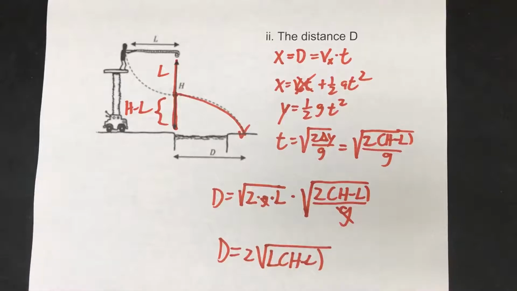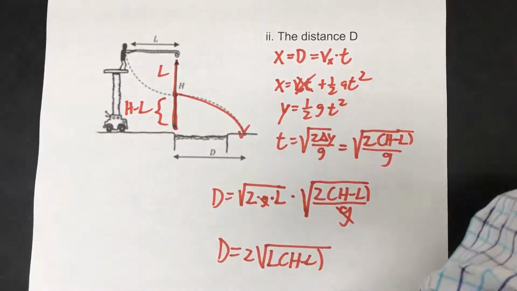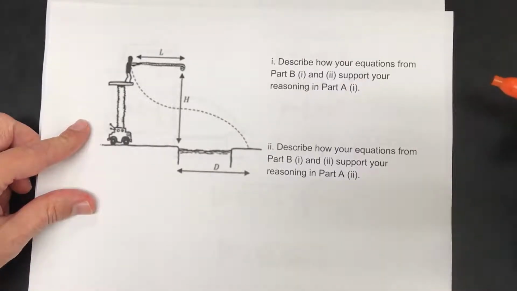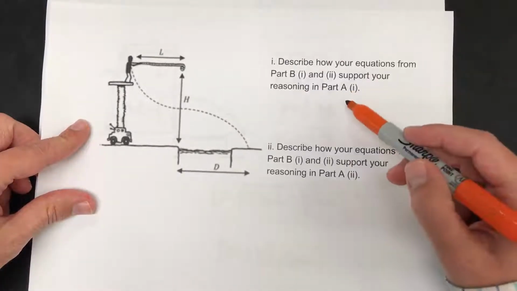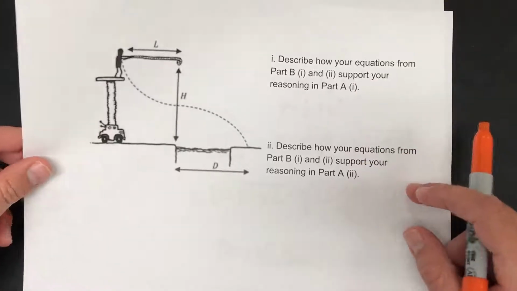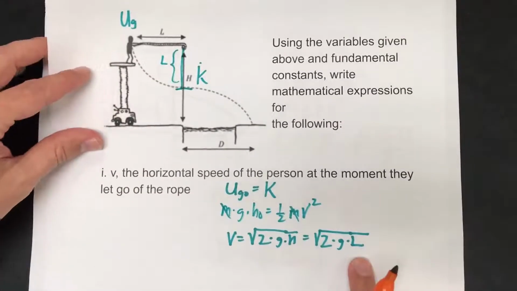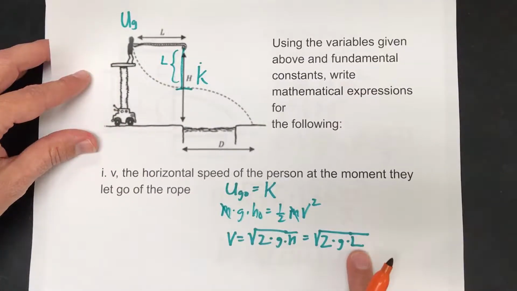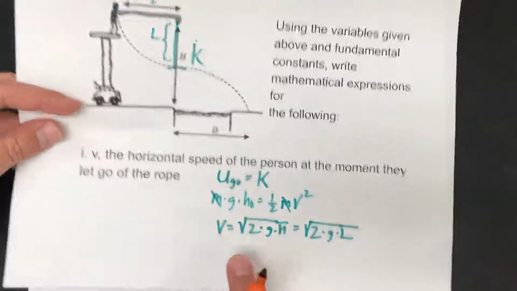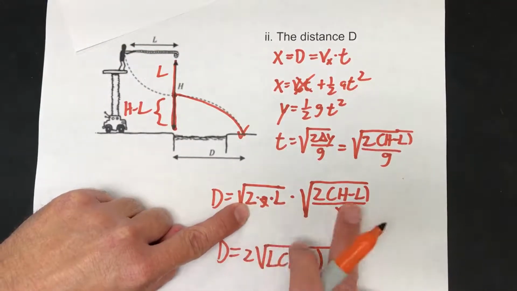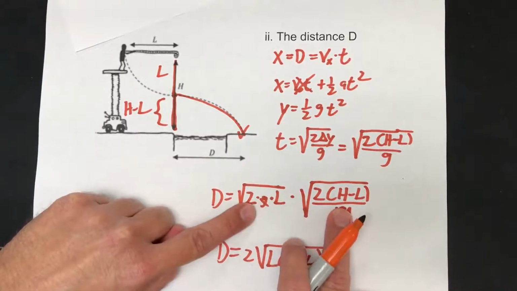Okay, so the last parts here say, describe how the equations we just solved for support what we were saying in the very beginning in parts AI and AII. Well, in part AI, we said if we don't have a lot of length of rope, we won't be going very fast to the side. This equation backs that up. If L is very small, our v will be very small. When we come over to this equation, if our v is very small, even though we have a big time, we won't go very far.